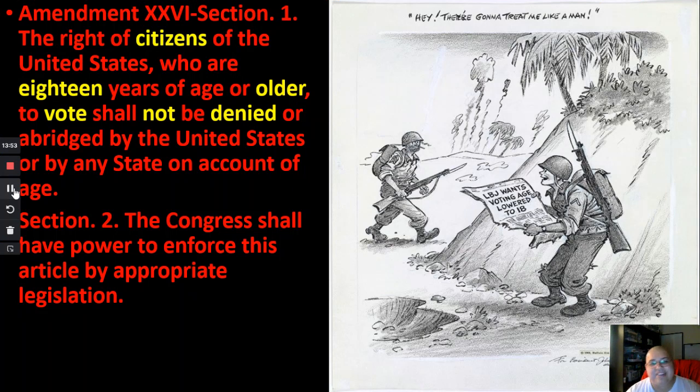Now, the 26th Amendment says the rights of citizens of the United States who are 18 years or older to vote shall not be denied or abridged by the United States or any state on account of age. The Congress shall have the power to enforce this article by appropriate legislation. Because, yes, back in the day, you had to be basically 21 to vote. And at this time, people were going to war. World War One, World War Two, Korean War, Vietnam. And they were like, so you're telling me these guys can go off to war and die, but they can't vote in their own country that they're serving? That makes no sense. So that's why they created this amendment. Okay. So now the legal age to vote is 18.